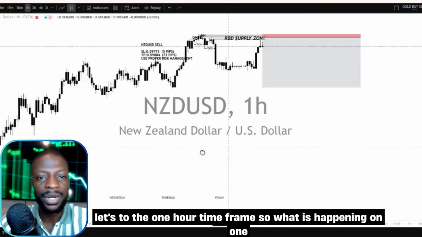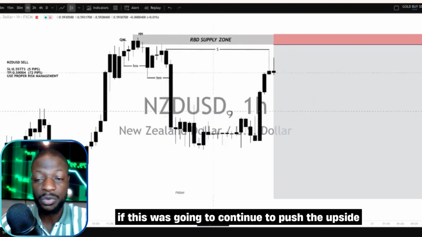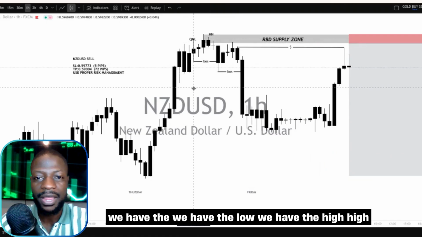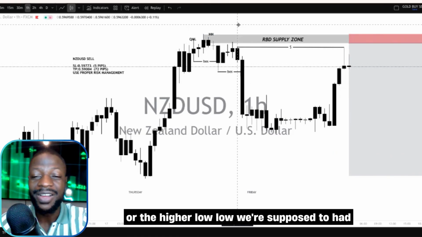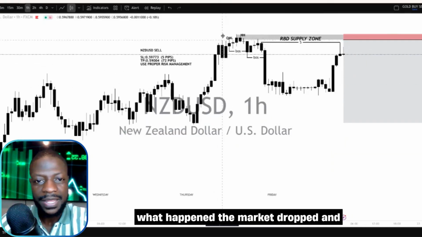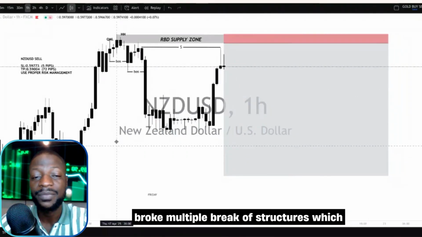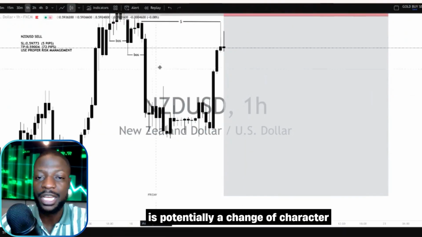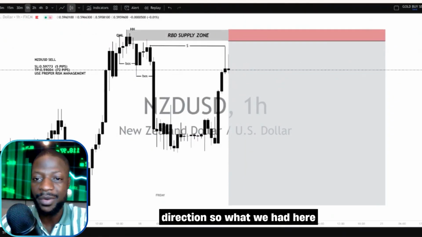Now let's go to the 1-hour time frame. What is happening on the 1-hour time frame? If this was going to continue to push to the upside, we have a high, we have a low, we have a higher high, we have a higher low. We're supposed to have had a new higher high being created. However, what happened? The market dropped and broke multiple breaks of structure, which is potentially a change of character. It tells you that the market is potentially changing direction.